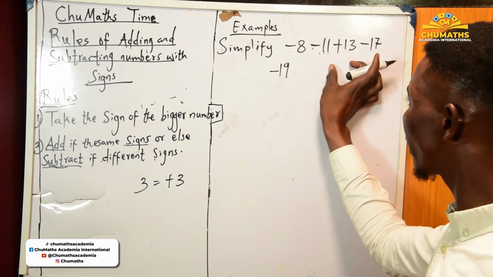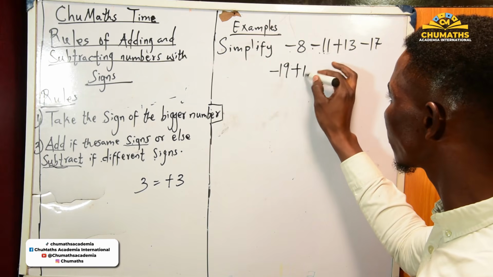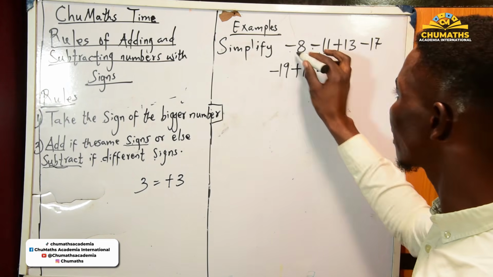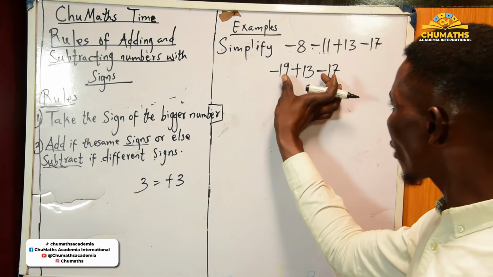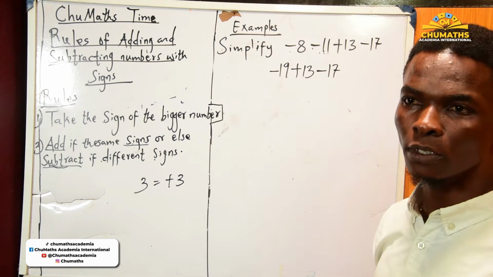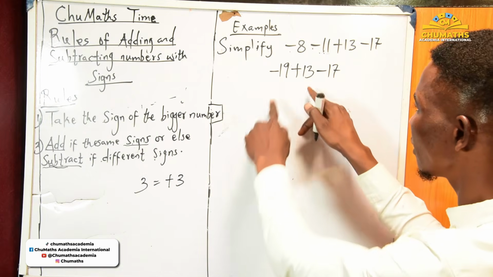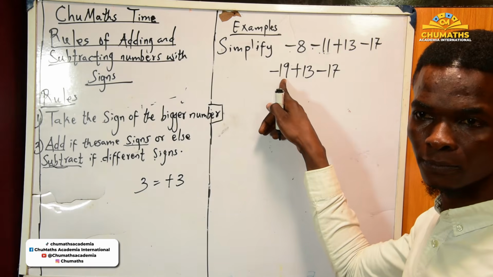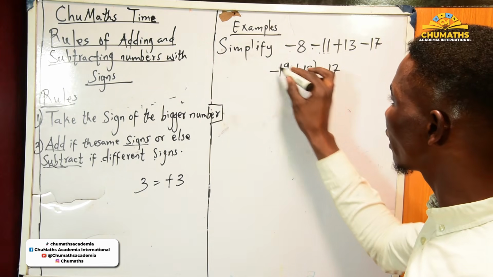So what do I do? I bring down this one. I bring down plus 13, and minus 17. I've gotten the answer of these two. Then I consider these two again by obeying the same rule: take the sign of the bigger number. So I look at these two numbers now. Which one is the bigger number there? 19. The bigger number here is 19.